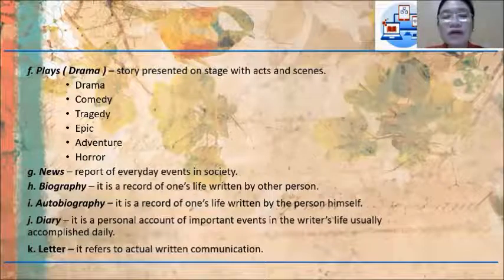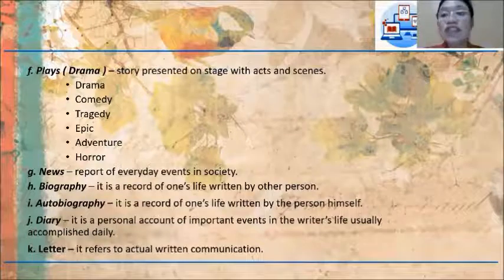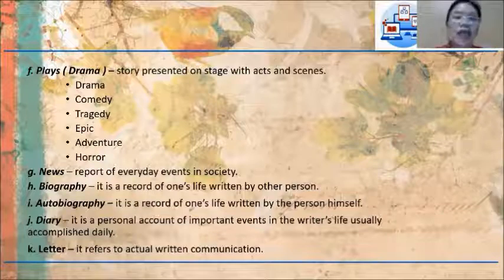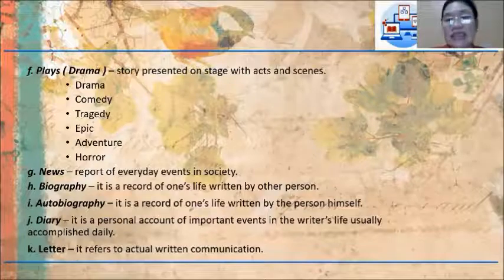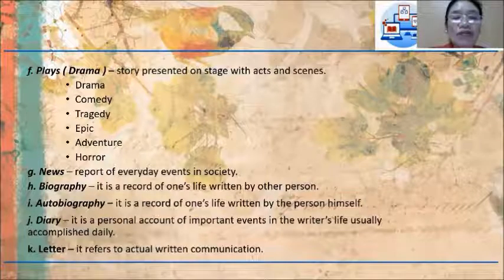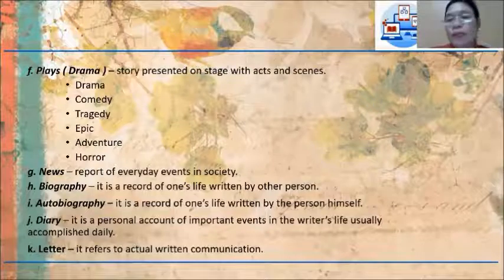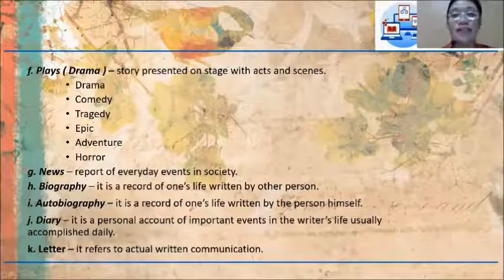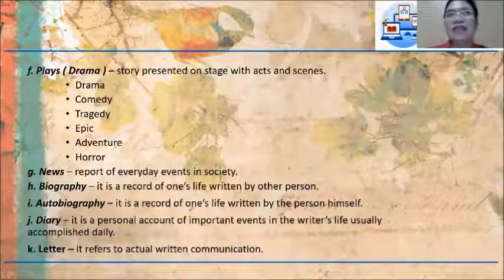Now, another type of prose is news. It is a report of everyday events in society. So there are so many news around us nowadays. Now, biography and autobiography. Biography is a record of one's life written by another person. And then autobiography, on the other hand, is a record of one's life written by the person himself. That is why it is autobiography.